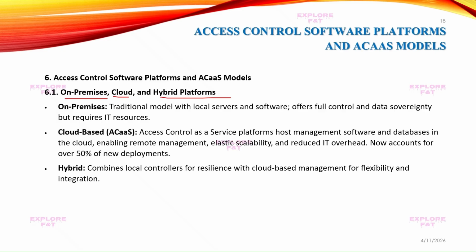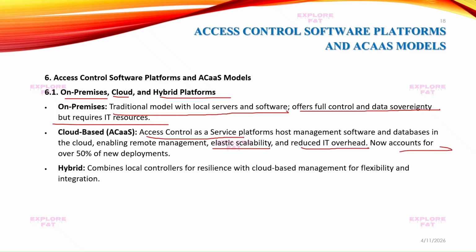On-premises means the traditional model with local server and software, offering full control and data sovereignty but requiring IT resources. Cloud-based ACaaS, access control as a service, hosts the management software and database in the cloud, enabling remote management, elastic scalability, and reduced IT overhead. It now accounts for over 50% of new deployments. Hybrid combines local controllers for resilience with cloud-based management for flexibility and integration.